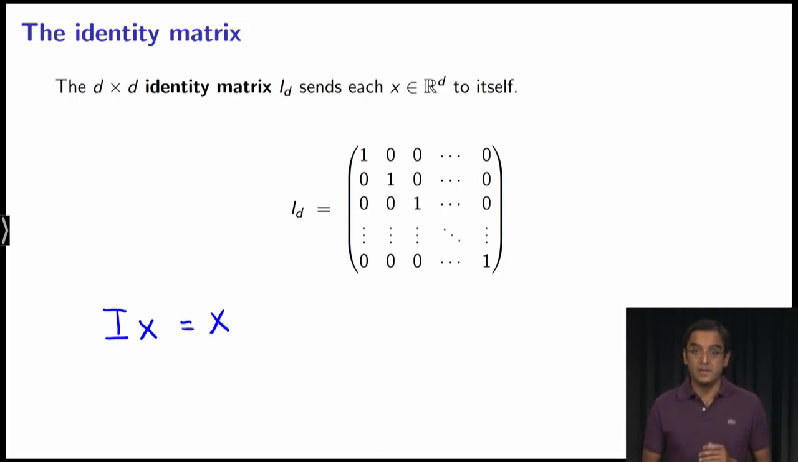Very simple linear transformation. Now, we will sometimes be using identity matrices in several different dimensions. And so in those cases, we'll often use this subscript to denote what specific size identity matrix we're referring to. Okay, so I sub d means a d by d identity matrix.